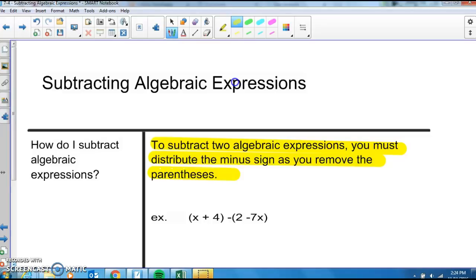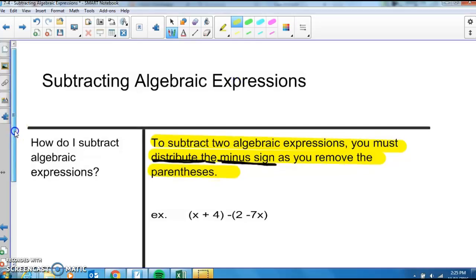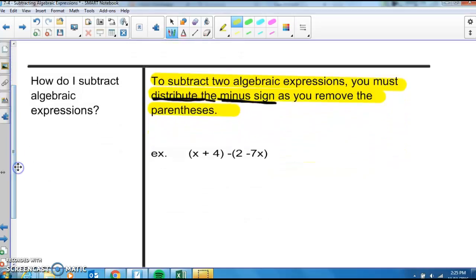I cannot stress to you how important it is to distribute the minus sign. This is what causes the majority of the problems with subtracting algebraic expressions. So you'll pause your video if you need to copy it now. And we're going to start with this expression right here: (x + 4) - (2 - 7x).